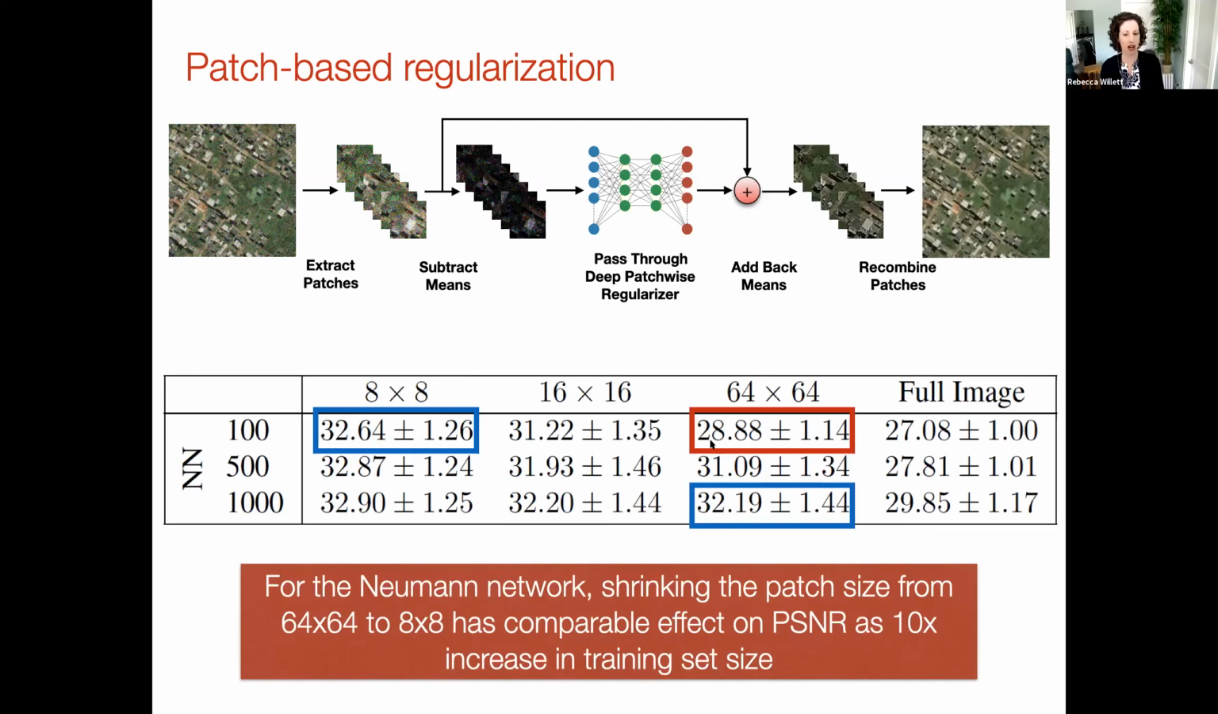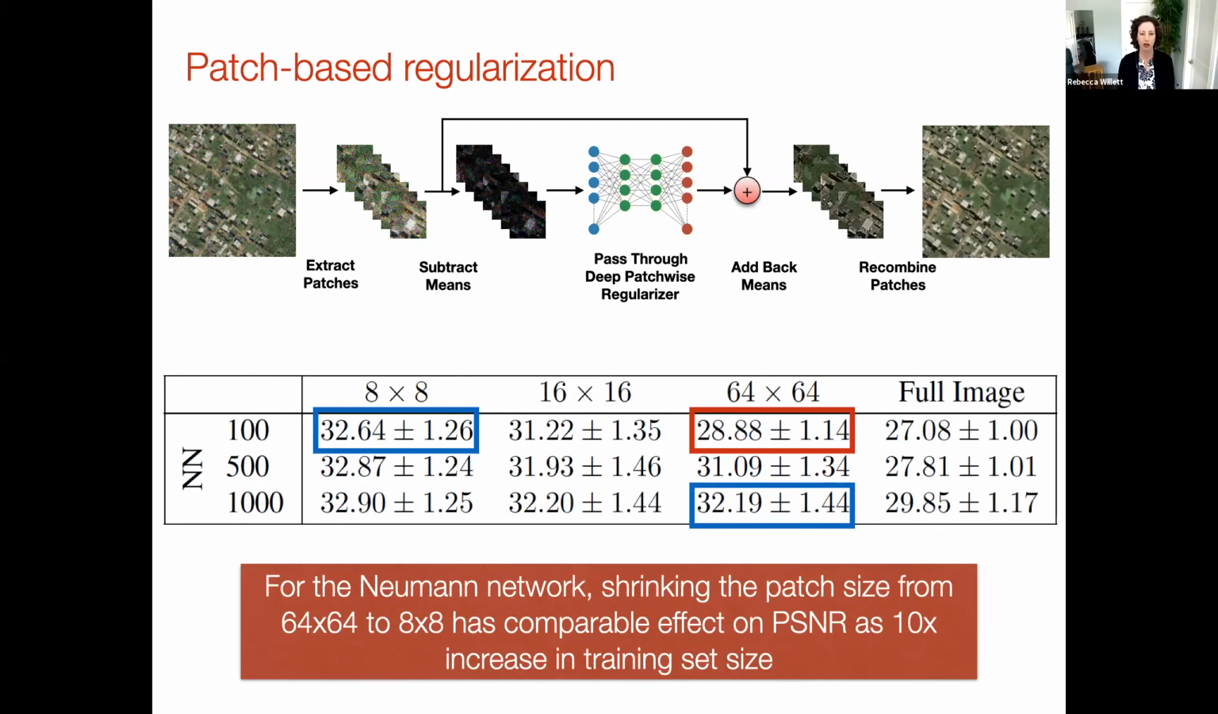But alternatively, what I could do is take that same 100 training images, but instead of working on 64 by 64 patches, work on 8 by 8 patches. And there, I don't have to collect any additional training data, but my PSNR immediately jumps to 32.6. So using these patch-based ideas has a comparable effect on PSNR as a 10x increase in training set size. And I also suspect that this is going to be helpful for accounting for irregular geometries of features like tumors that we want to make sure that we're able to reconstruct accurately in applications like medical imaging.